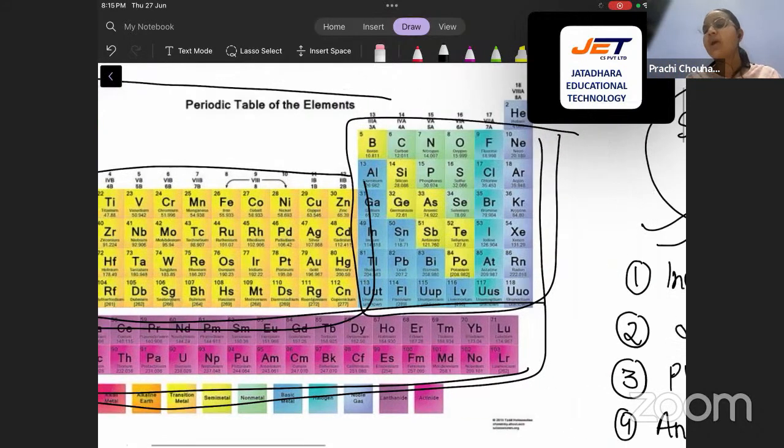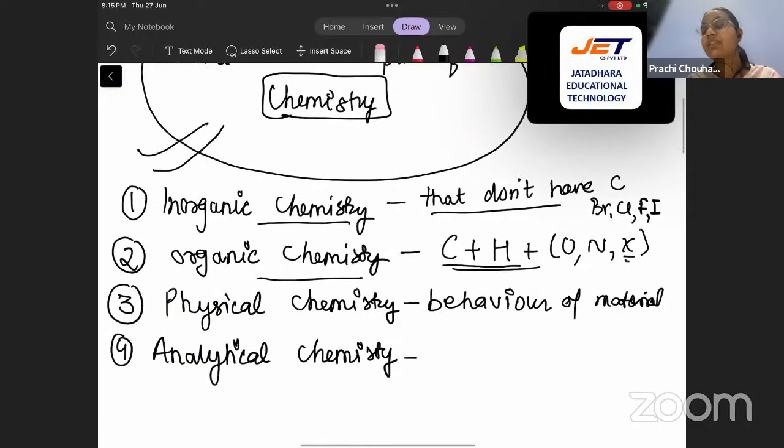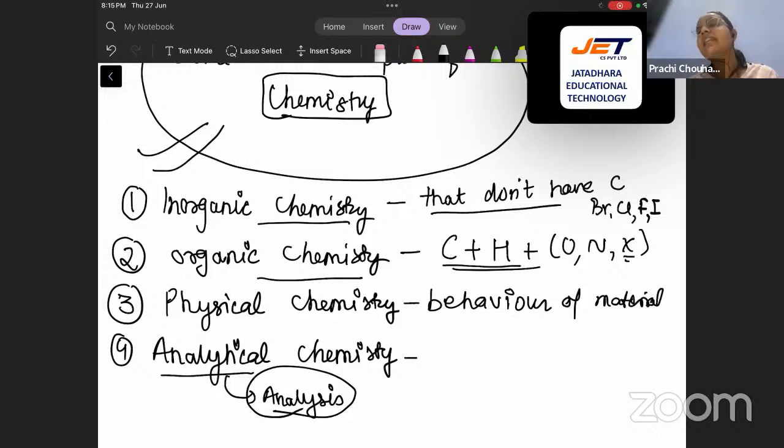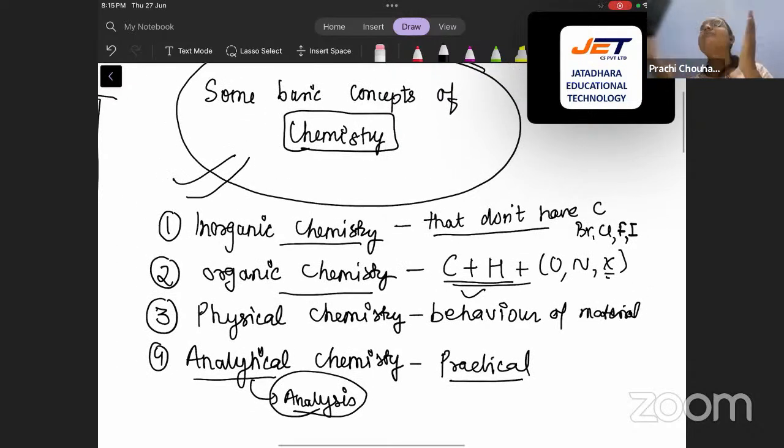And then we have analytical chemistry. This word comes from analysis. This is basically the part of chemistry which includes practical chemistry. It is the chemistry in which we will be analyzing the compounds, whether they are organic compounds or inorganic compounds. So I hope now you know what the branches of chemistry are that we will be learning about.